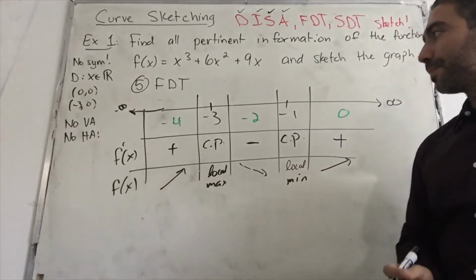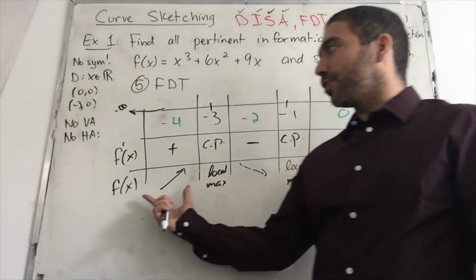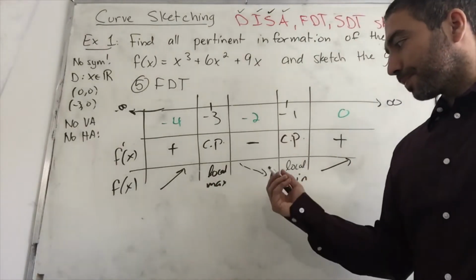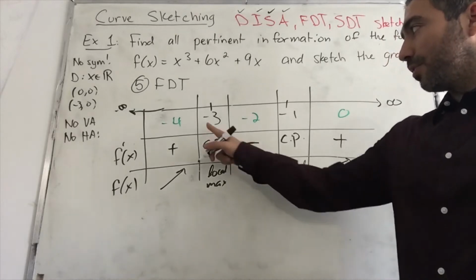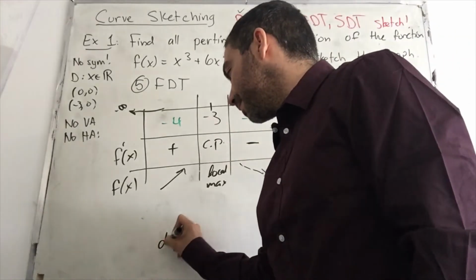And we have the interval for which the function is decreasing. Let me write this down. It's decreasing on the interval from -3 to -1.